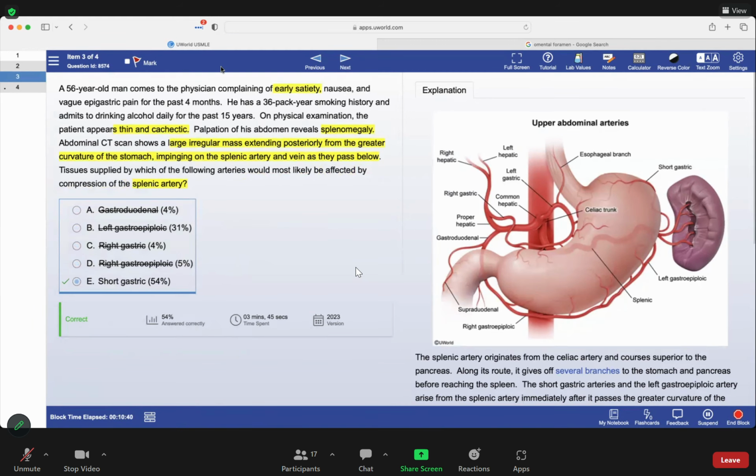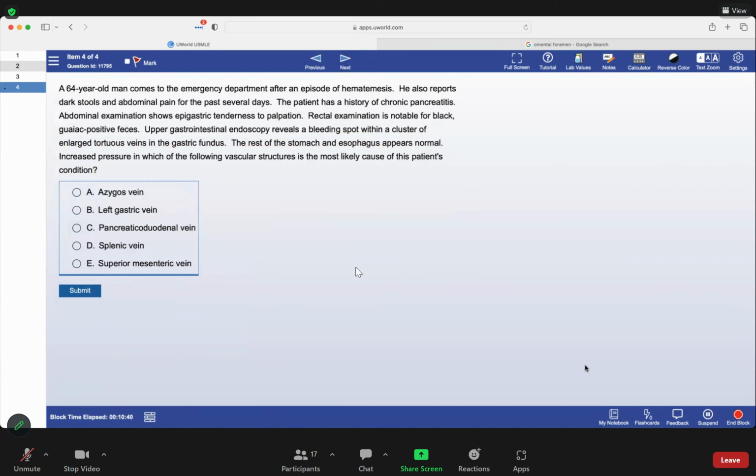In the exam, I was told they put a similar question. Instead of the name of the blood vessel, they put the parts of the stomach. The answer will be fundus. Is that clear, folks? So be very careful. And all right, last one. Let's try this.